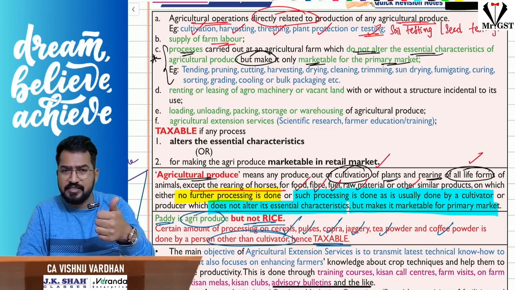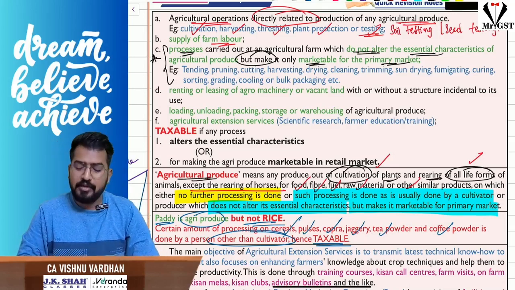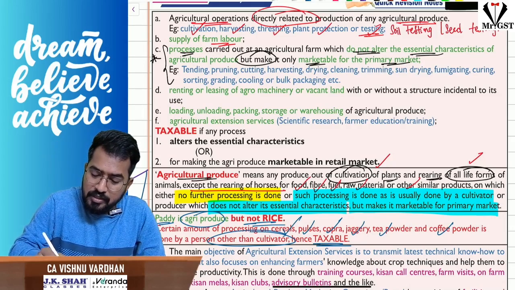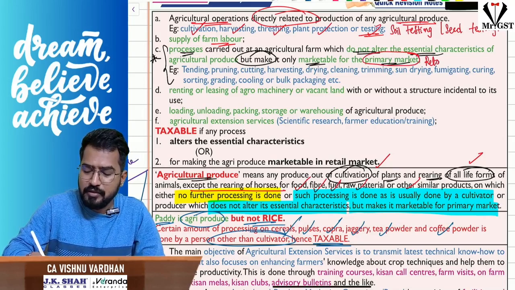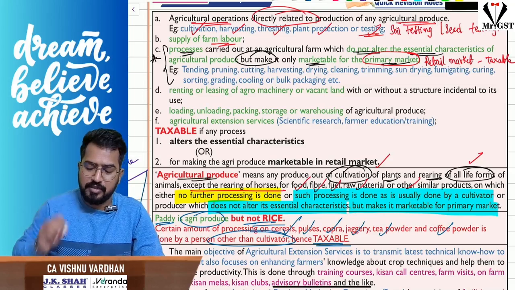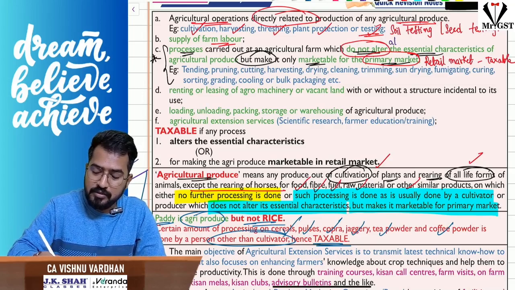If it is altering its essential characteristic or if it is making it marketable in the retail market, all these things are taxable. So if it is for making it marketable in the retail market, then it is taxable. Or if it alters the essential characteristic, then it is taxable.